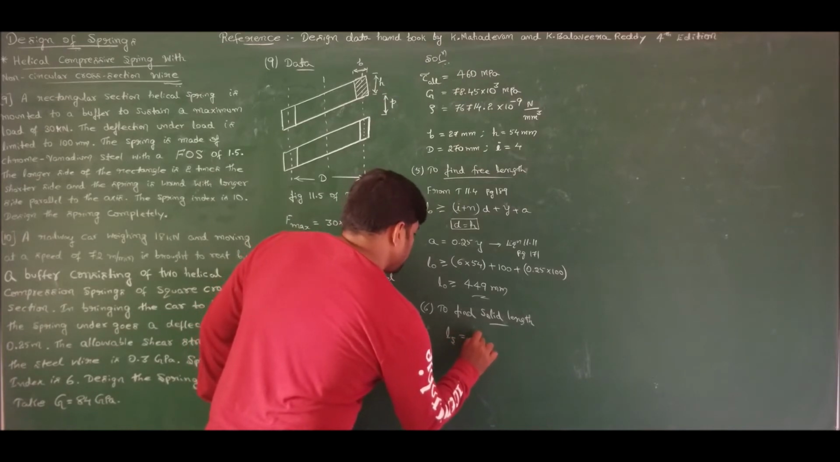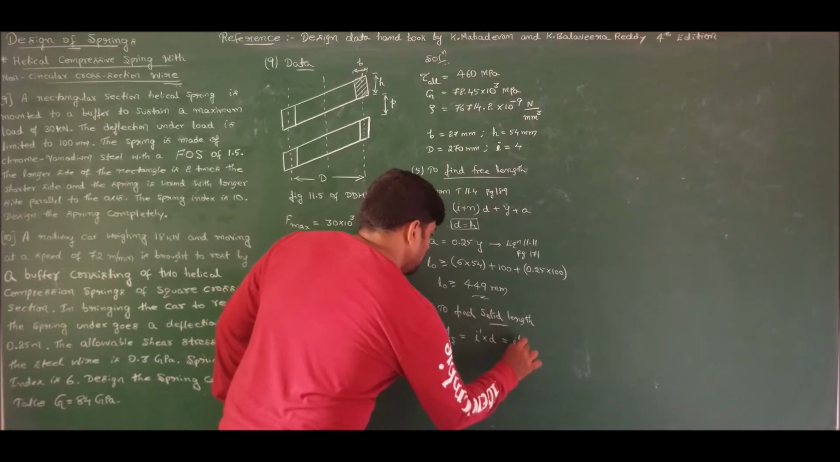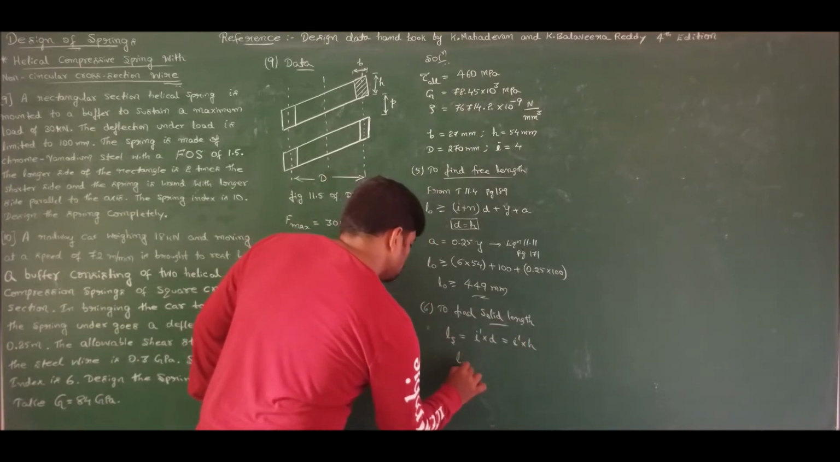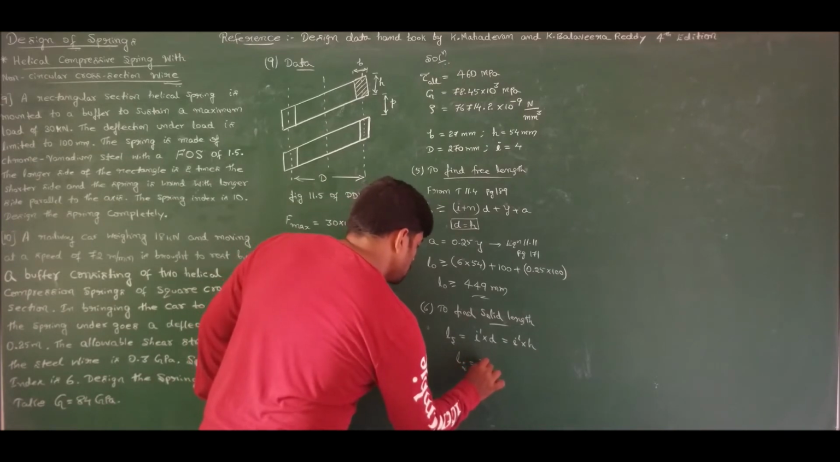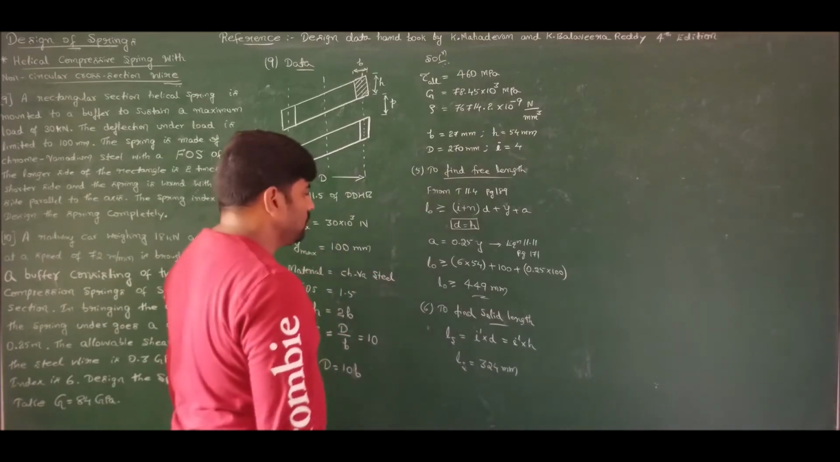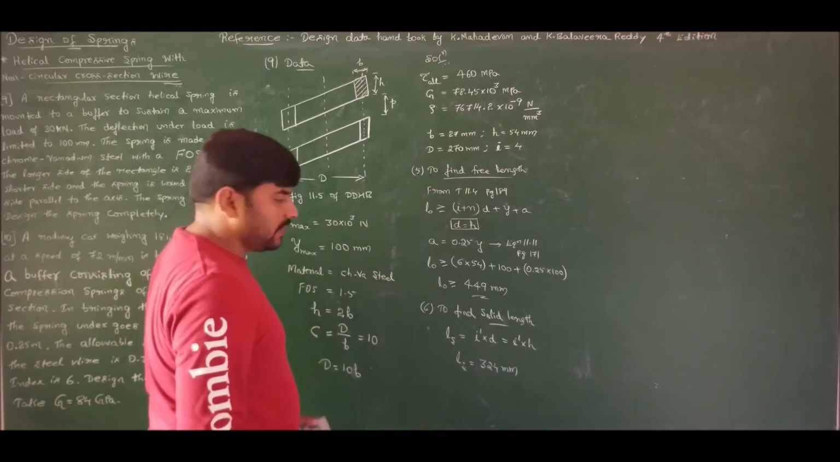Next, moving ahead for step number 6, to find solid length, we know that solid length is equal to I dash into d, which is nothing but I dash into h here for rectangular cross sectioned wire. So therefore solid length will be 324 millimeters. That is 54 times 6, 54 into 6 is 324 millimeters, correct.